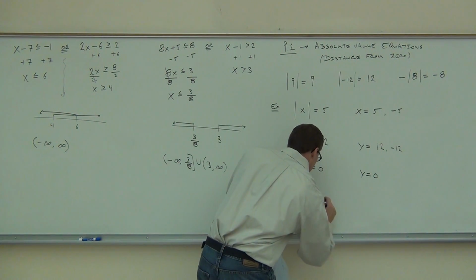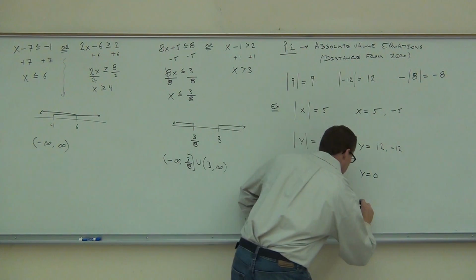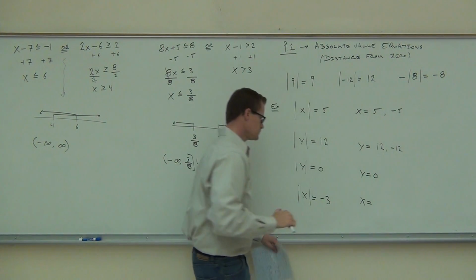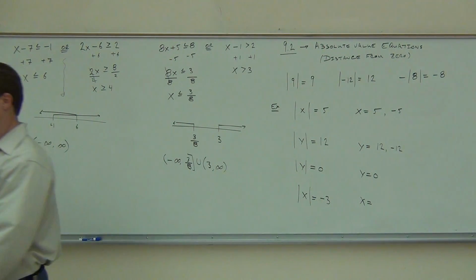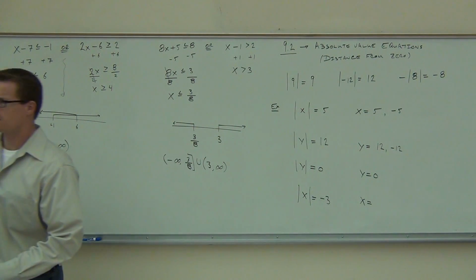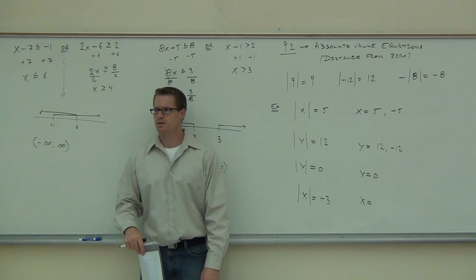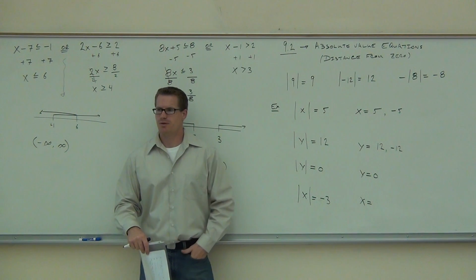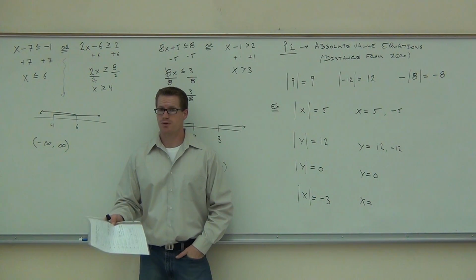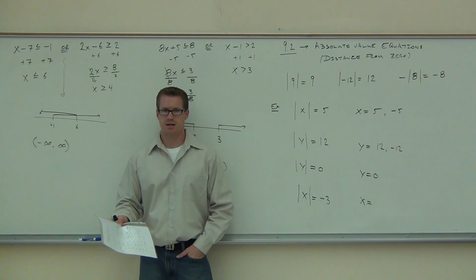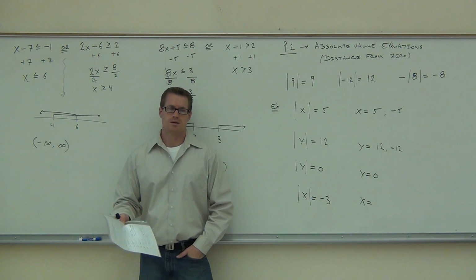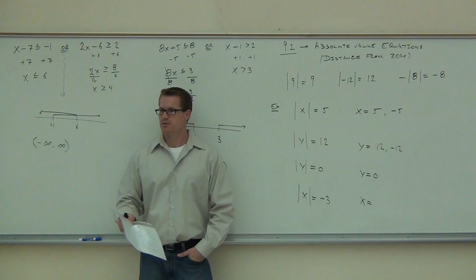Not possible. Absolute value of x equals -3, what are you going to get out of that one? You can't do it. Well, why can't you do it? You can't get a negative number out of an absolute value. So if I plug in 3, what's the absolute value of 3? 3. Okay, if I plug in -3, what's the absolute value of -3? 3. Can I get -3 from an absolute value?